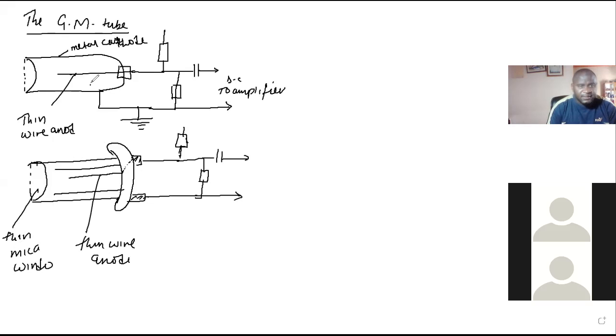Then there is a gas in here. That is argon plus a halogen vapor. This is a resistor. You know the wire anode is positively charged, so it's coming from a positive terminal. That's why this is joined to bring this thin wire anode right there.